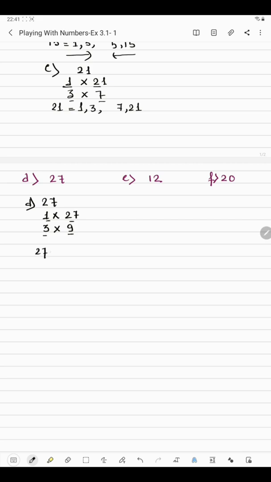So we will write 1, 27 ones are 27. So we'll put it at the end. Then 3, and here we'll put 9. So these are the factors of 27.